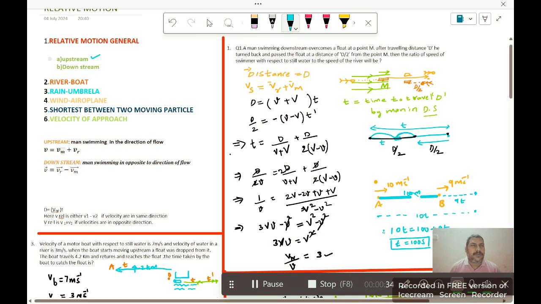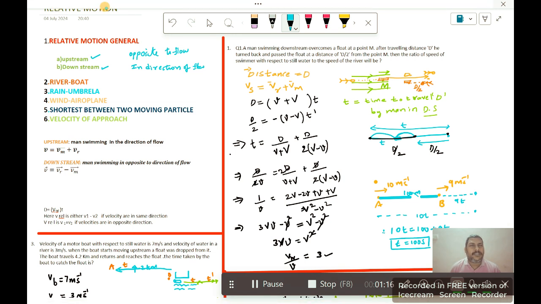Generally, that is upstream and downstream. Upstream means opposite to the flow of the current in a river. Downstream means in the same direction of flow. If a cycle is moving in the direction of the wind, that is downstream. If you are cycling opposite to the direction of the wind, that is upstream. Similarly, swimming in the direction of the river flow is downstream, and opposite to the river flow is upstream.